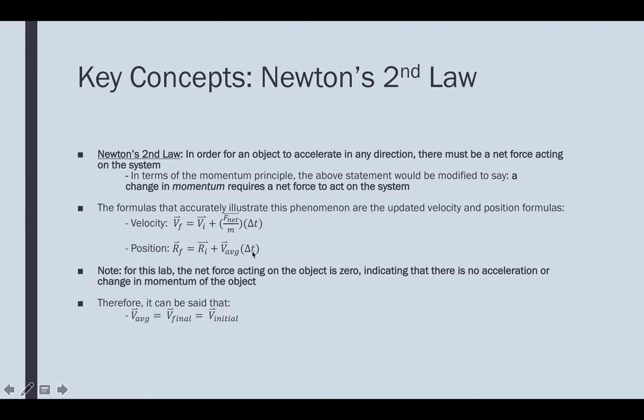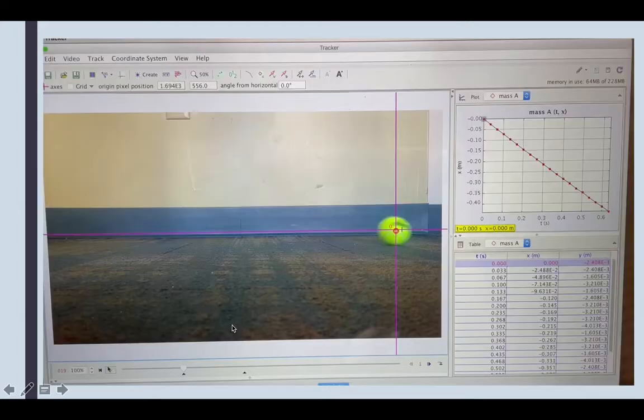It is important to note that the net force acting on the object is zero, indicating that there is no acceleration or change in momentum of the object. From this, we can conclude that the average velocity is equal to the final and initial velocity.